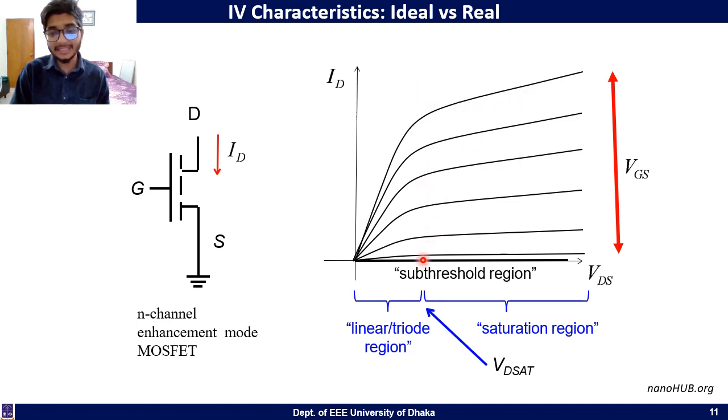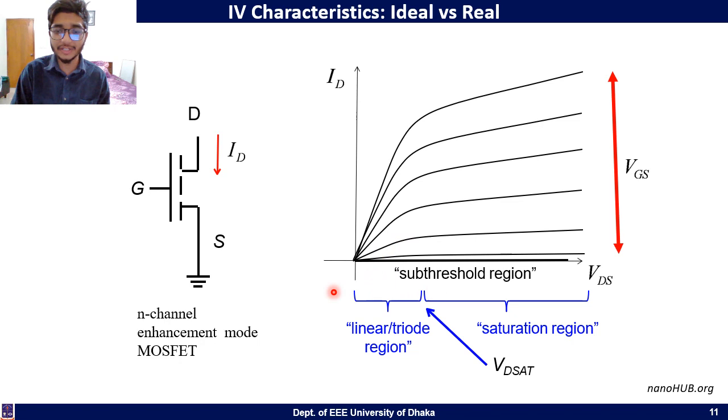For each characteristics curve there will be a linear or triode region, where the MOSFET will be operating just like a resistor circuit, and there will also be a saturation region where the MOSFET will try to operate like an ideal current source, but obviously there will be a finite amount of output resistance.